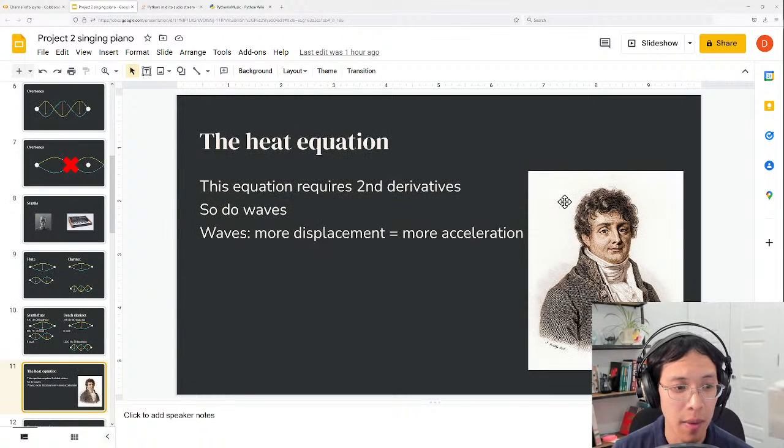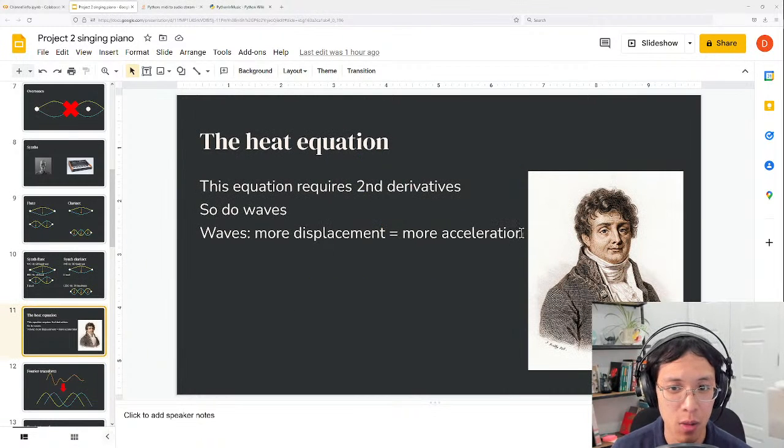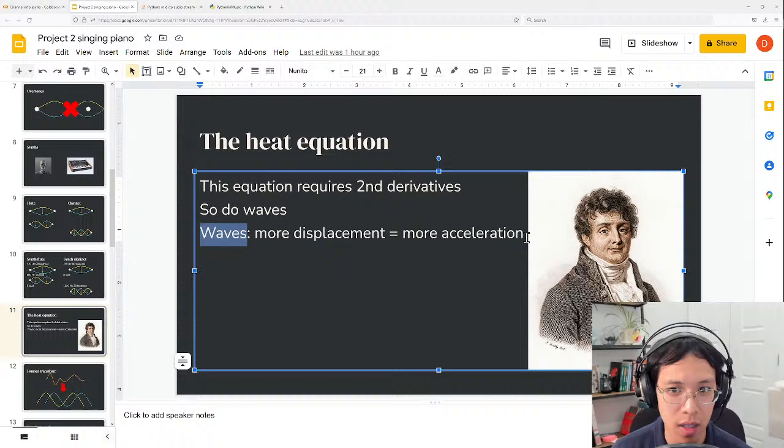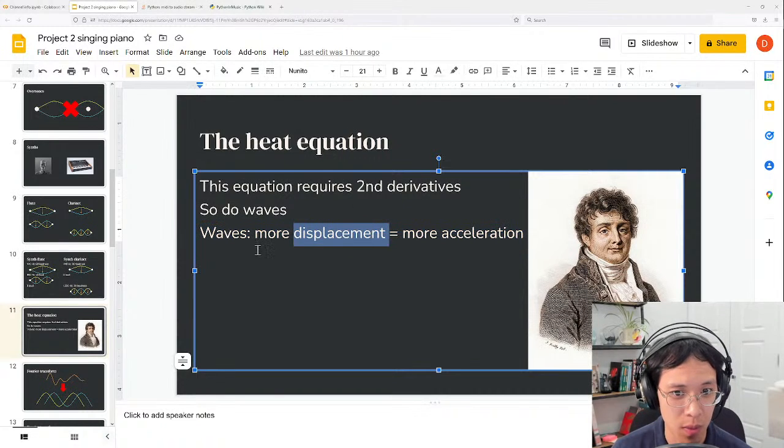So that was that. I talked a little bit about Mr. Joseph Fourier here. He's the fellow who invented the Fourier transform, which basically allows us to turn waves into a series of sine and cosine waves that combine together. And I gave a little bit of intuition for why this is the case, which I did not talk about last week. The basic idea is a wave is something where the more you push it away from its equilibrium point, so the more you displace it, the more acceleration you get, the more movement you get. Not just movement, but change in movement.